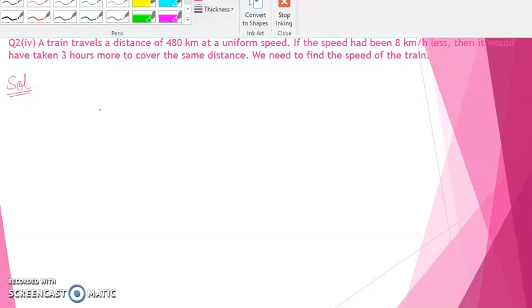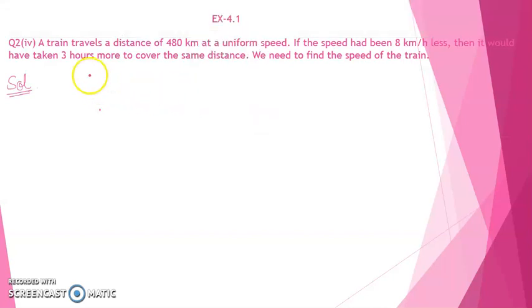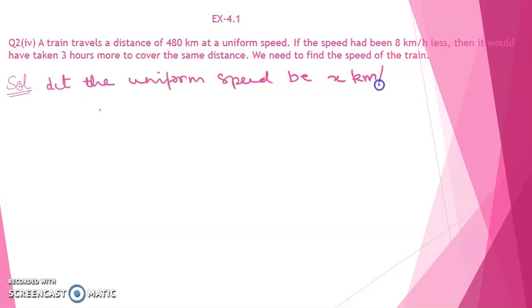Okay, if you see, students, in the previous video also I had explained to you that try to convert these word problems into mathematical form. So first what we'll do, we'll take let the uniform speed of the train be x km per hour. Okay, so I'm writing let the uniform speed be x km per hour. Alright, so we are taking the uniform speed be x km per hour.